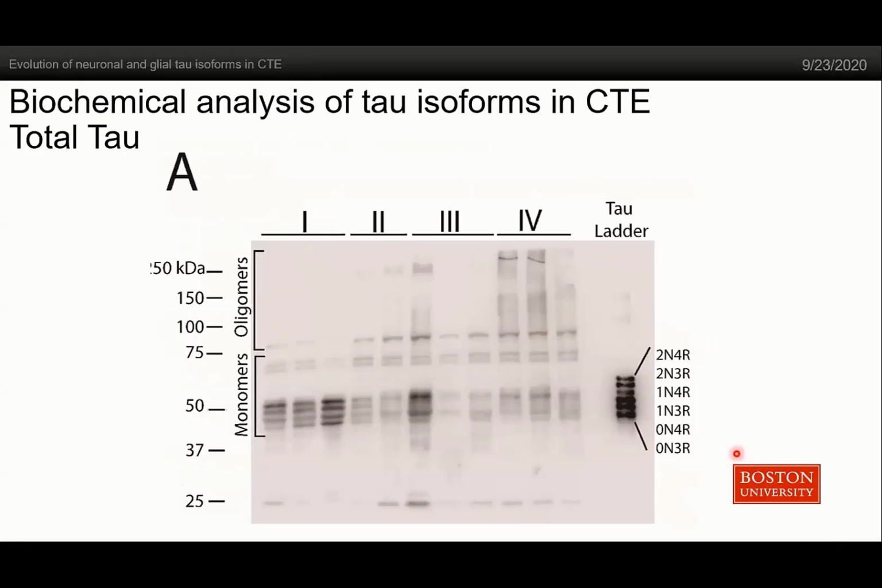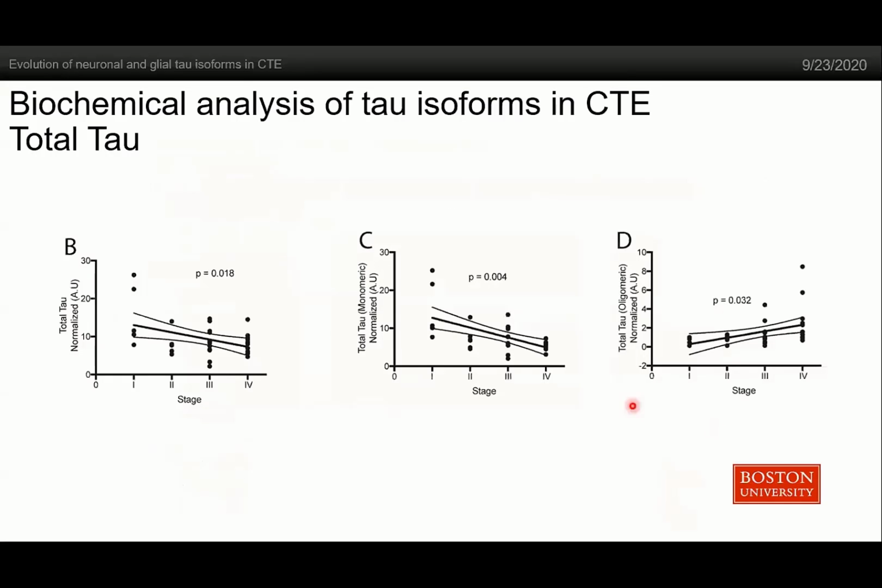And we can see that when we quantify them, there is an overall decrease in total tau and a decrease in monomeric tau, but an increase in oligomeric tau. What this is showing us is that there is unbinding of tau from the microtubules, and when it's unbound, it becomes these monomers. Then they aggregate together and become oligomeric. So you're losing the monomeric pool and increasing the oligomeric pool.